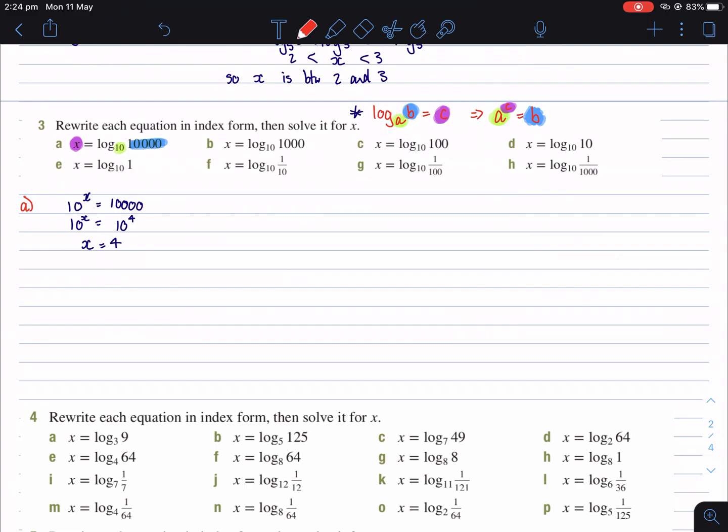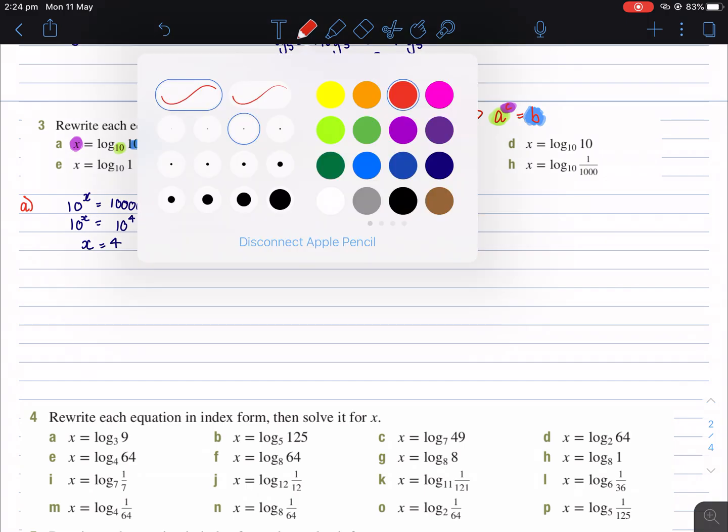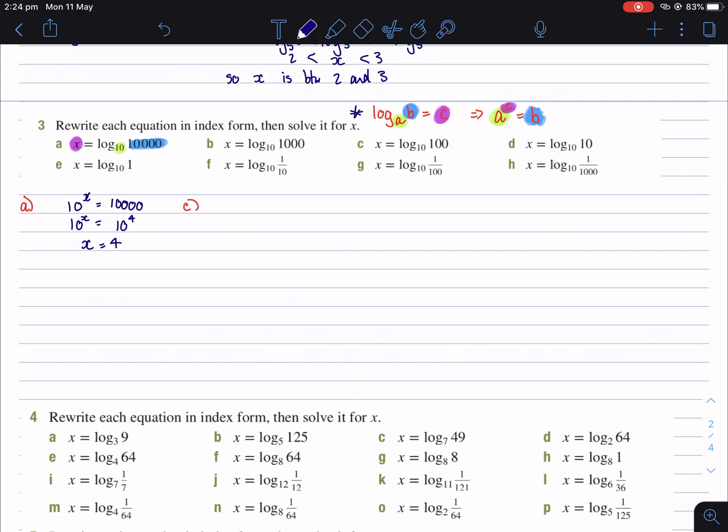All right, if we do question C, bit easier this one. We've got x equals log base 10 of 100, which means 10 to the x equals 100. You should know this straight away without having to write the next step. So x equals 2. And if I was going to skip a step of writing out, I would skip this one. I wouldn't skip the others.